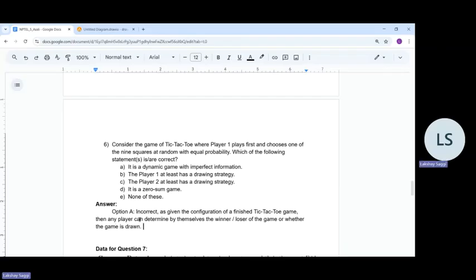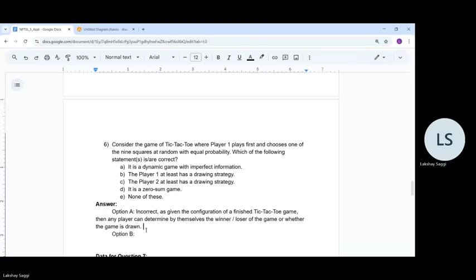What does imperfect information usually mean? It means that one player does not know the utility function of the other player, like how the other player will be benefiting. But in a tic-tac-toe game, if you have won, then the other player has lost, and if it's a draw, then it's a draw for both of the people.